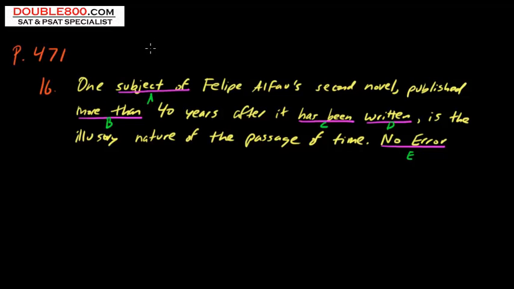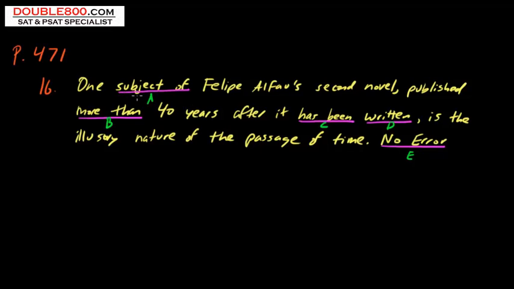It's a level 2. One subject of Philippe Alpha's second novel, published more than 40 years after it has been written, is the illusory nature of the passage of time. We have to identify the error, find the mistake. You obviously don't have to correct it, but I always recommend that students do so. That will reinforce the rule, what the correct version should be, and hopefully your correct choice.